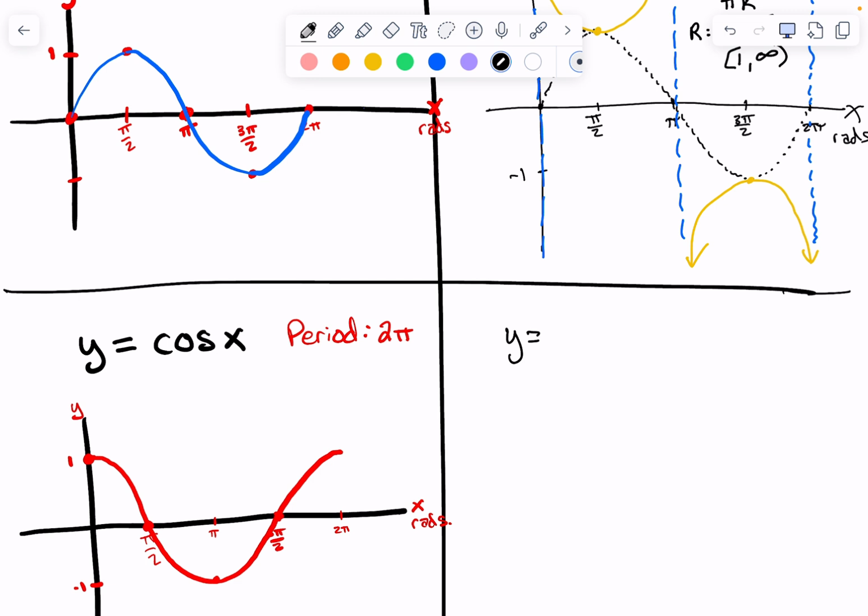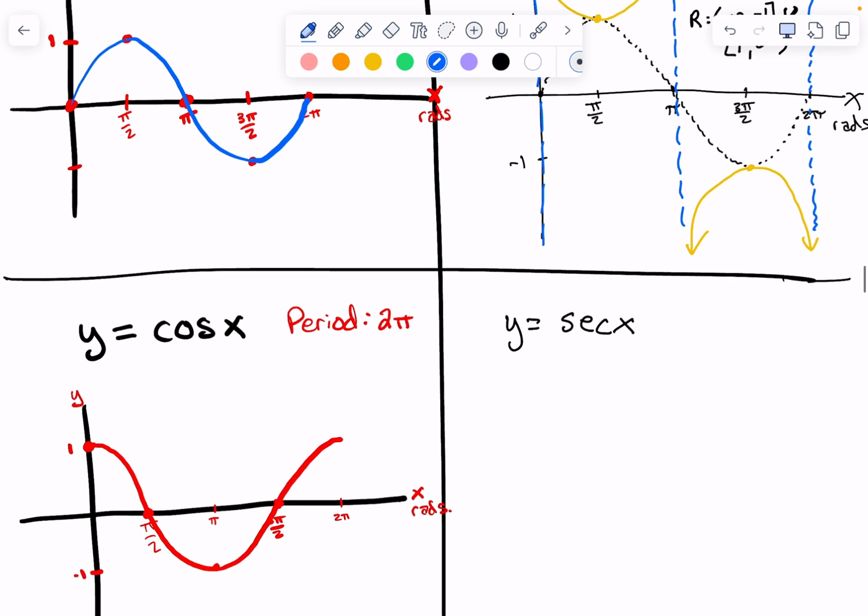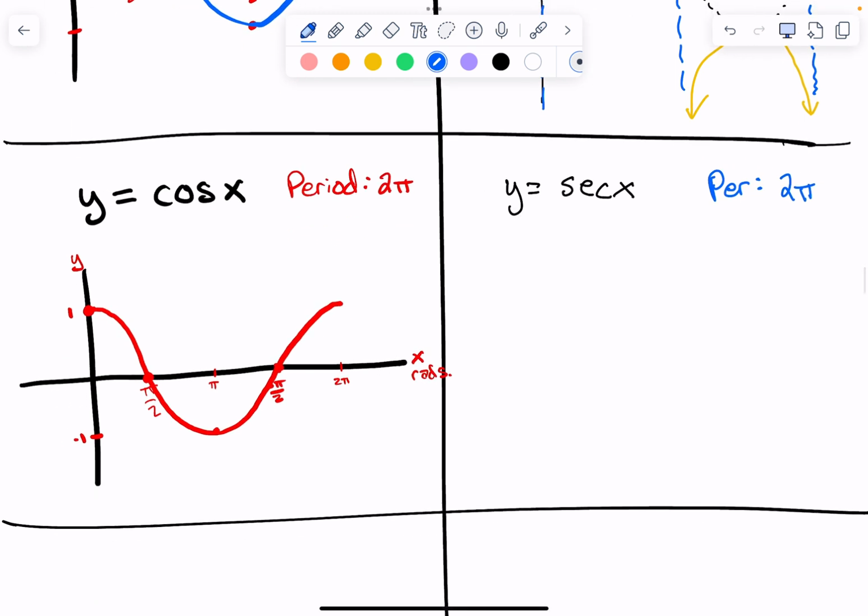Okay, y equals secant of x. What do you think the period of secant is going to be? Probably 2 pi, because it's the same as cosine. Okay, now, guess what? If you can draw cosine, you can draw secant, because it's going to be the same. All right, here we go.